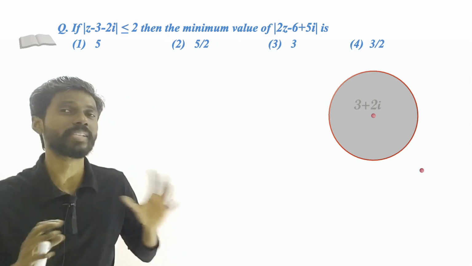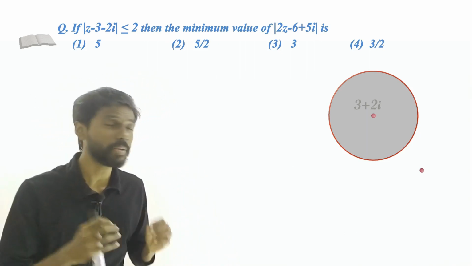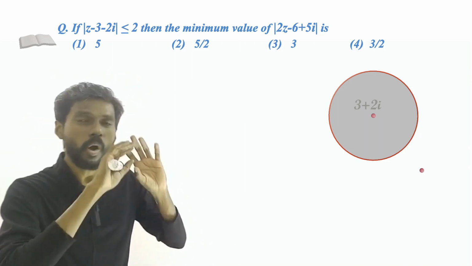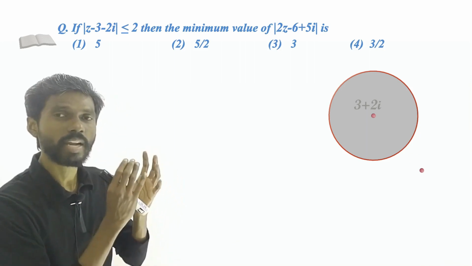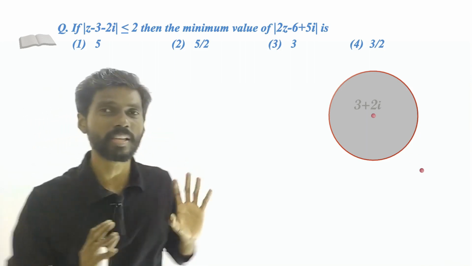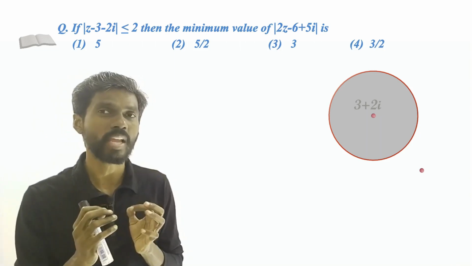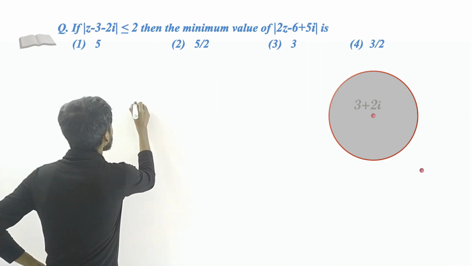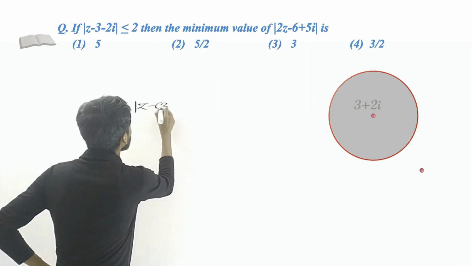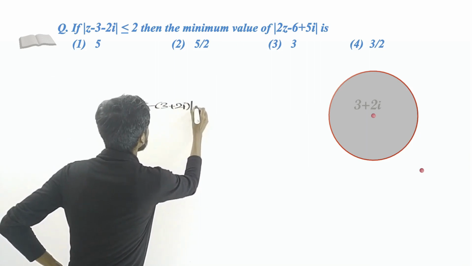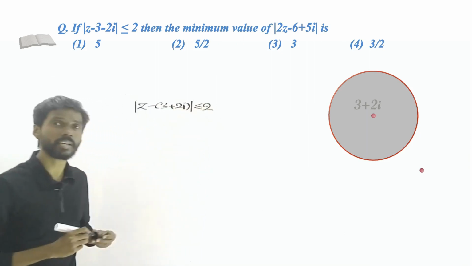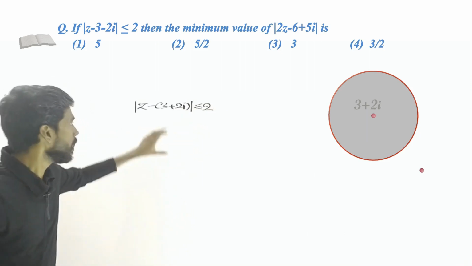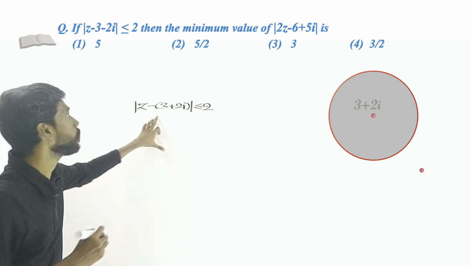Now z satisfies that condition. We need to find the minimum value of the modulus of 2z minus 6 plus 5i. So among all the points satisfying this condition, which point will have the minimum value of the modulus given by that expression? Now we know that z lies on a circle or the interior of the circle. It's given that modulus of z minus (3 plus 2i) is less than or equal to 2. So that is a circle with center 3 plus 2i and radius 2, and z lies on the circle or inside it. Now we want the minimum value of this expression.